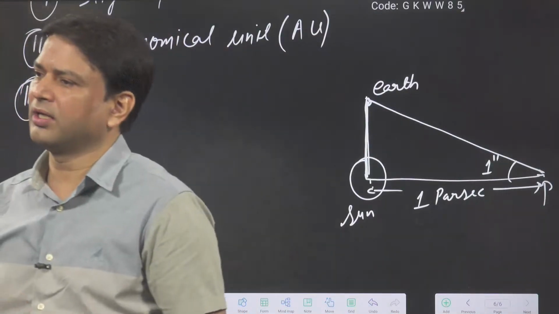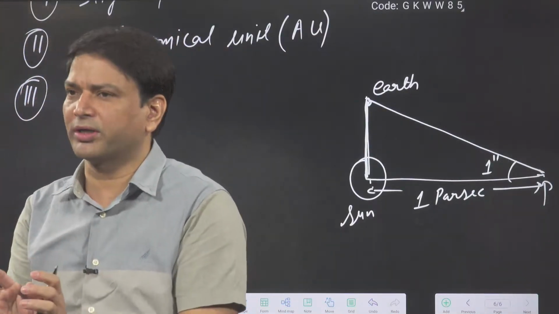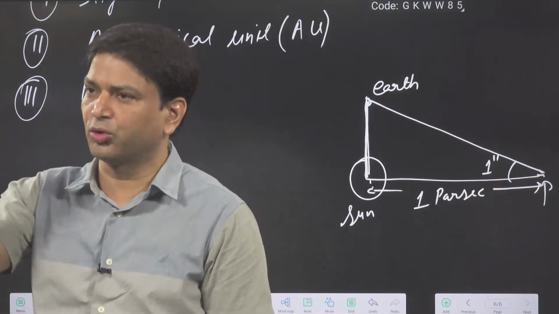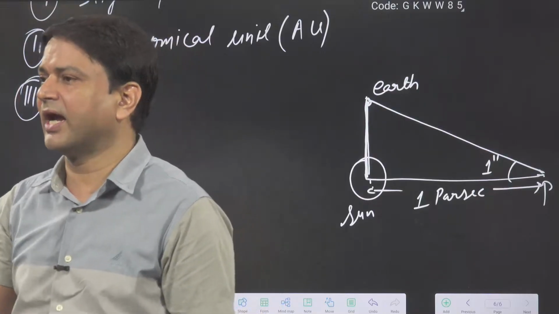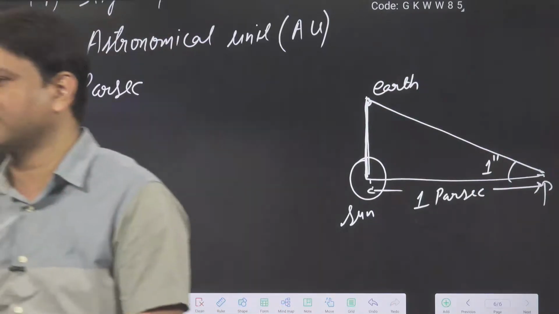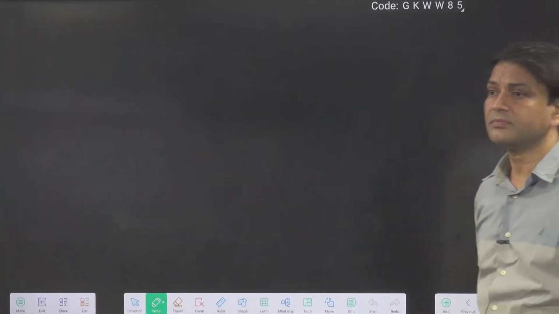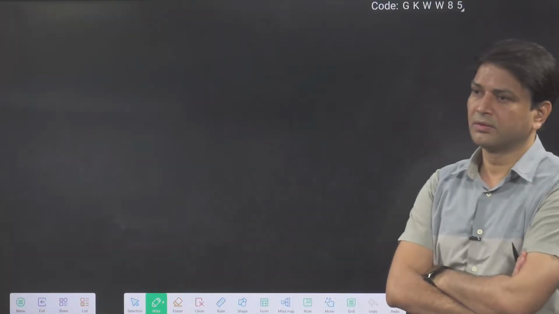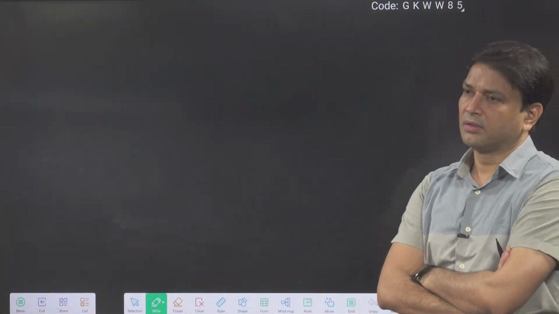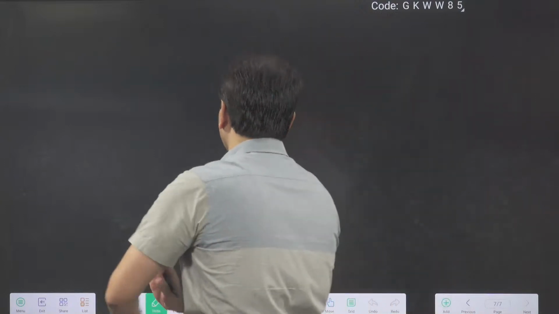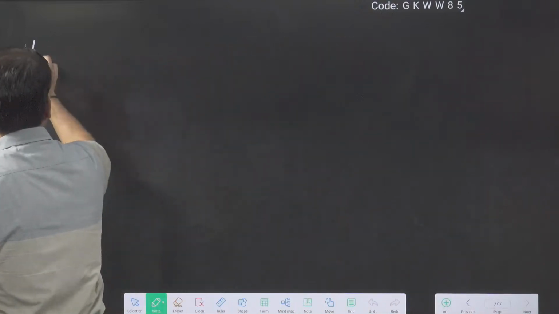Everybody got it or not? The definition is not that important, but we have to know the astronomical unit, the parsec, and that the light year is also a unit of distance. Everybody got this? Completed? Okay. Now we will come to the dimension.